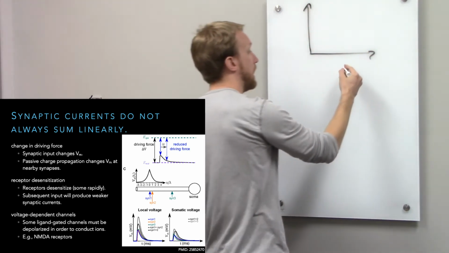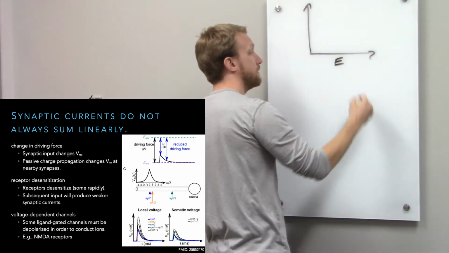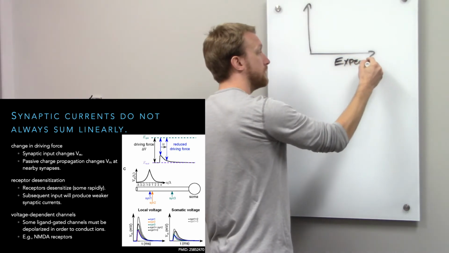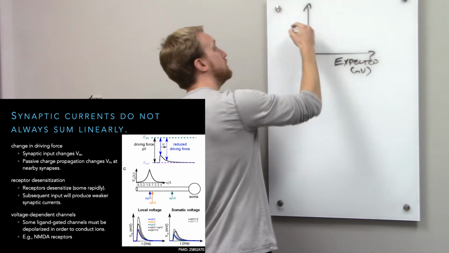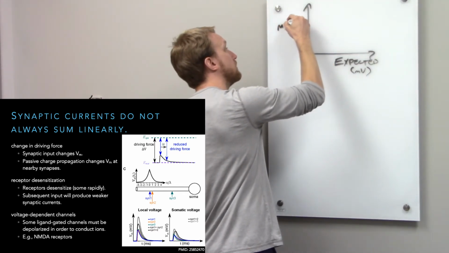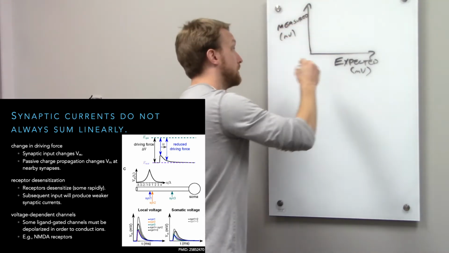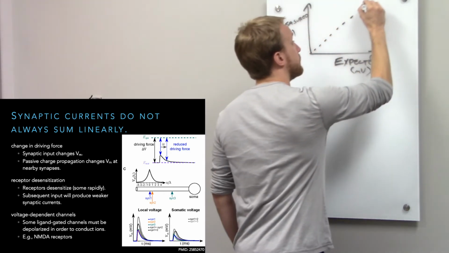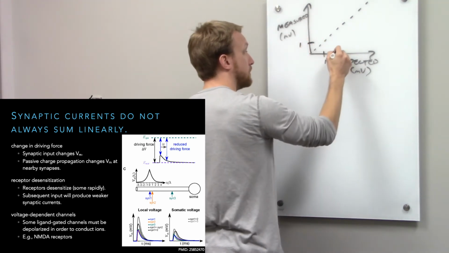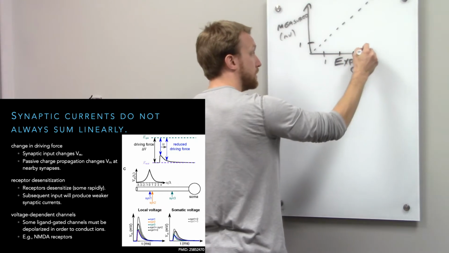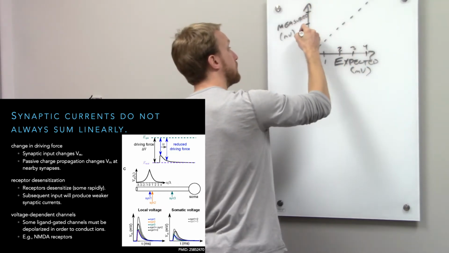So this will be our expected potential, and this will be our measured potential. If it's linear, these should match up. So if we expect 1, we get 1. We expect 2, 3, 4, we get 2, 3, 4.